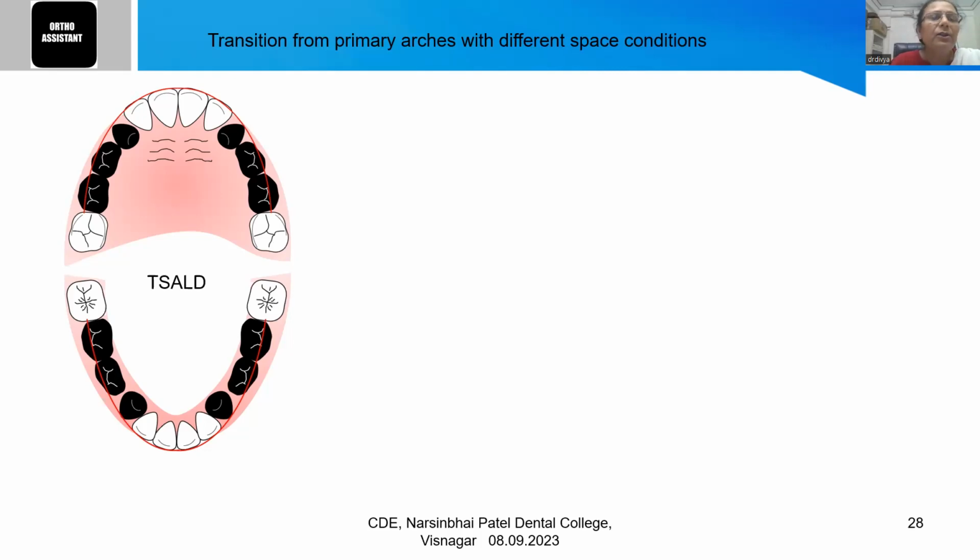So how would we know what type of arch this is, whether it is an open arch with a favorable TSALD, or a borderline arch, or a severely crowded arch? For this, we have to go with the brass wire method, space available minus space required because of the erupting tooth and existing tooth. For this, you need mixed dentition analysis.